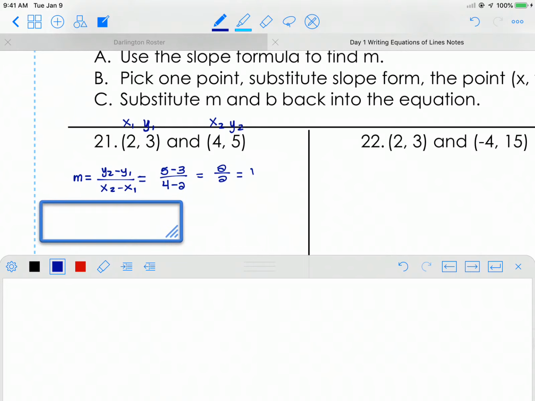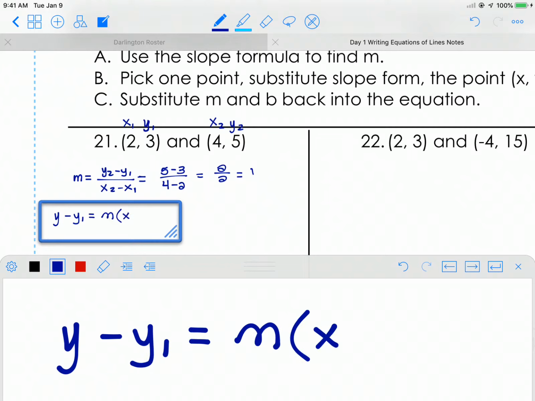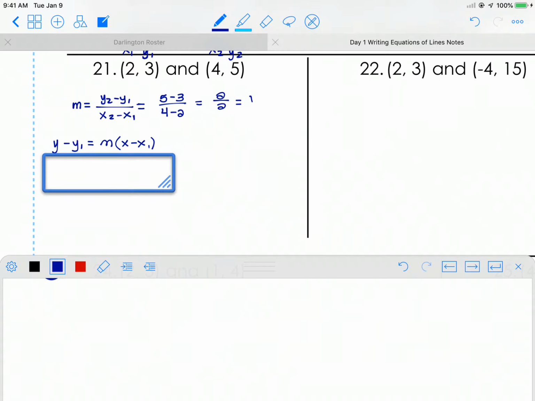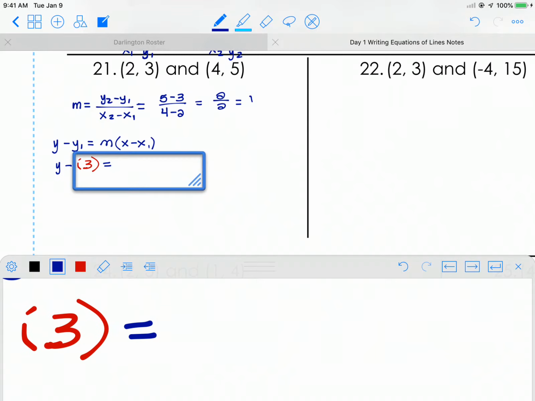This is a good example. Now, we are going to take either point we want, and we're going to use that to do our point slope form. Remember, it's called point slope form because we have a point and we have a slope. Again, you can plug it into y equals mx plus b if you want to, but this way gets you exactly what you want, exactly when you need it. So y minus, I'm going to use the first one because it says x1, y1. Y minus 3 equals our slope, which we just found to be 1, times (x minus 2).